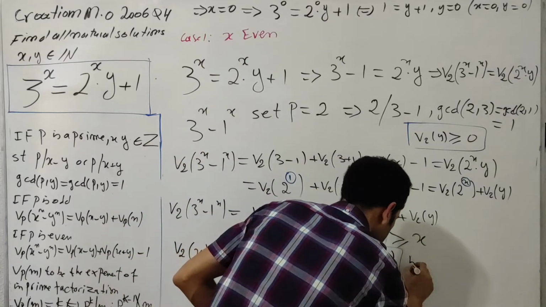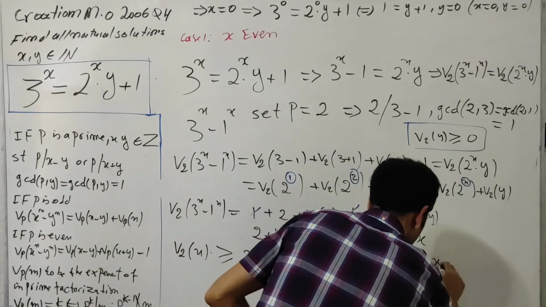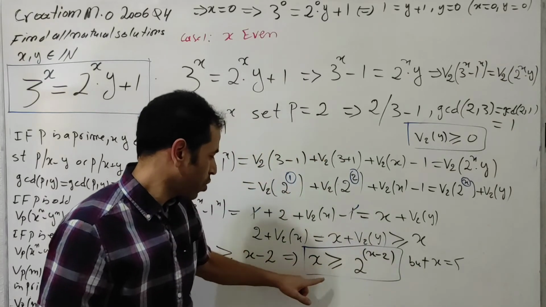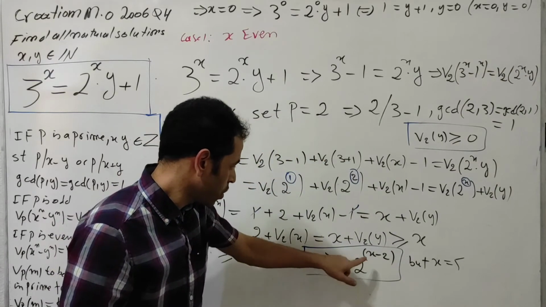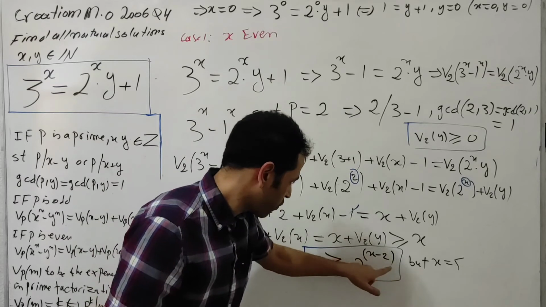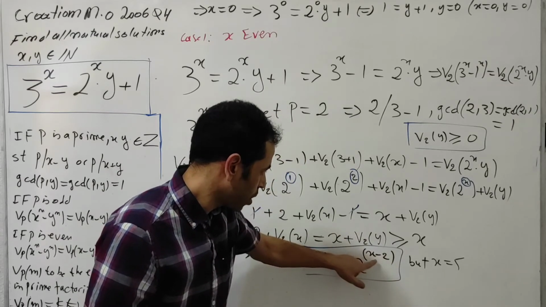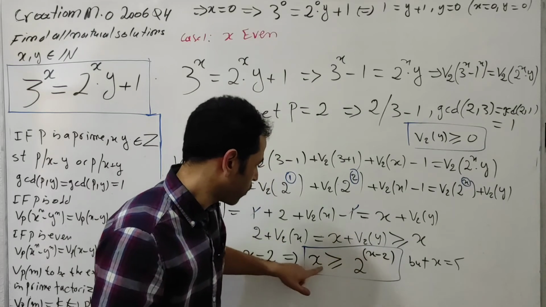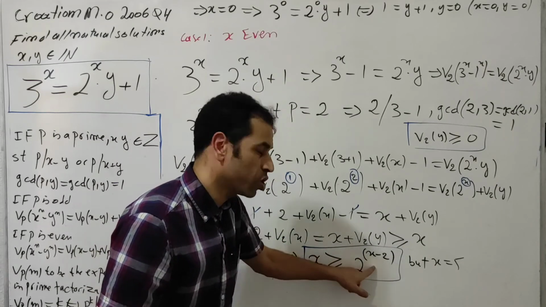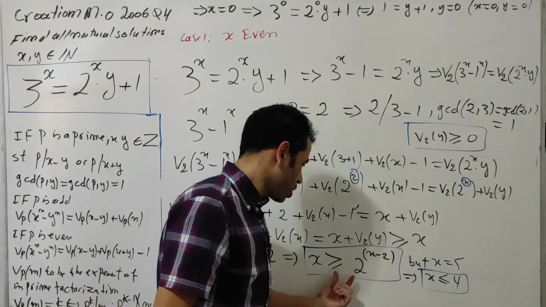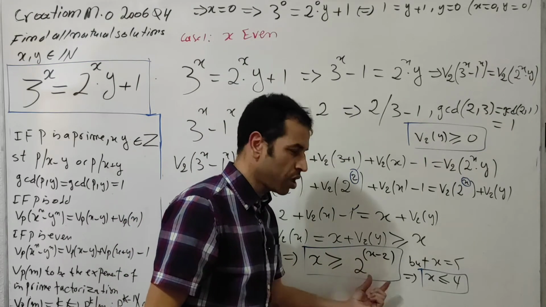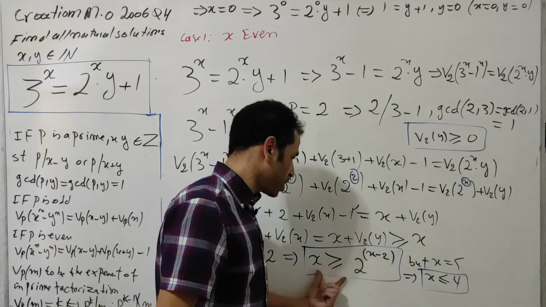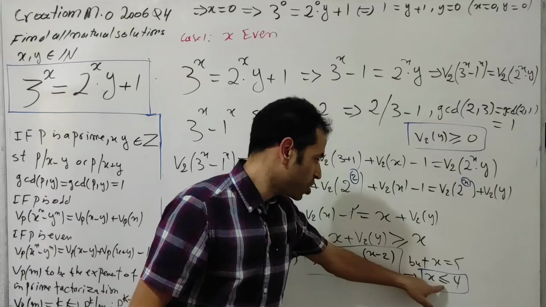But the problem is, if you have x equal to 5 and you replace 5 into this inequality, we'll have 5 is superior or equal to, replacing 5 in this exponent, 5 minus 2 is equal to 3, 2 to the 3 is equal to 8. That means 5 is superior or equal to 8, which is impossible. So this inequality holds only when x is inferior or equal to 4.